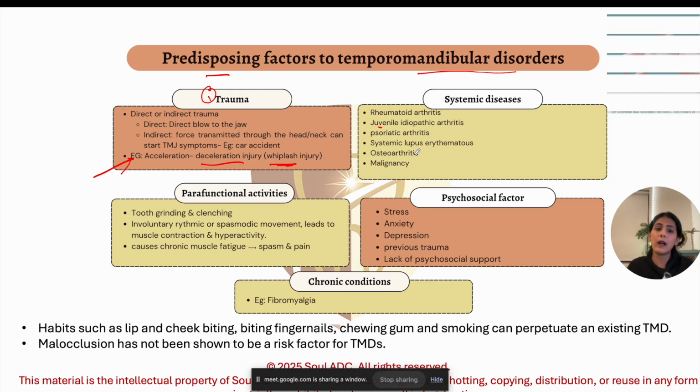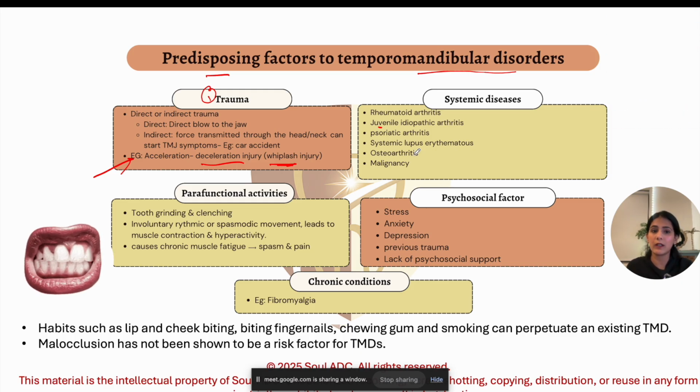Now when I talk about your parafunctional habits, I'm talking about clenching and grinding. What happens there is your muscles are moving again and again. It could be a parafunctional habit, or generally you might be clenching because of stress or other reasons. These are all the reasons why you can grind or clench. Your clenching is like this and your grinding is like this. So this photo is actually grinding.